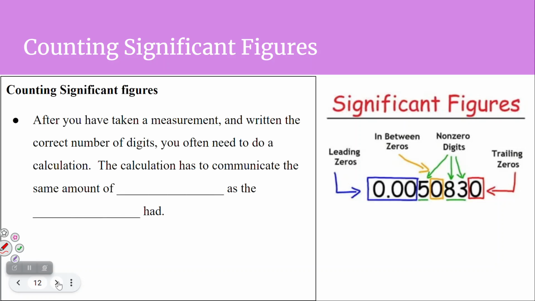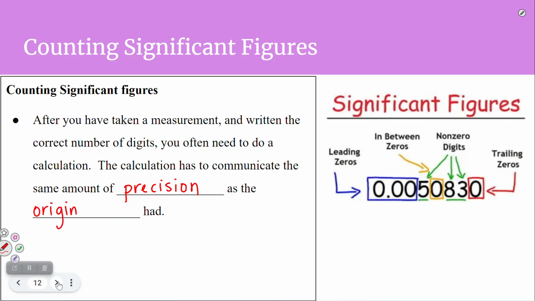Okay. So here we have, after you have taken a measurement and written the correct number of digits, you often need to do a calculation. The calculation has to communicate the same amount of precision as the original measurement had.